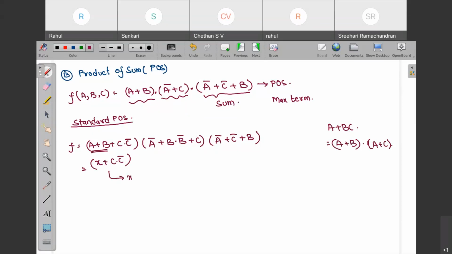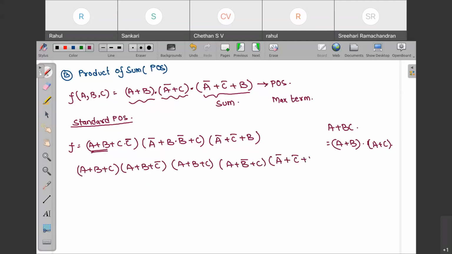So I can write it as (x plus c) into (x plus c complement), where x is a plus b. So I can just open it. a plus b plus c, a plus b plus c complement, a plus b plus c, a plus b complement plus c, and last will be a complement plus c complement plus b. Okay, so this is your standard POS form.